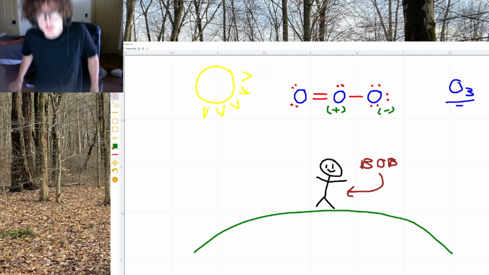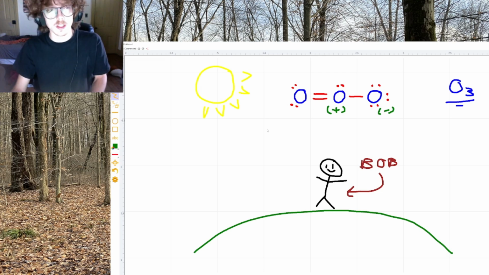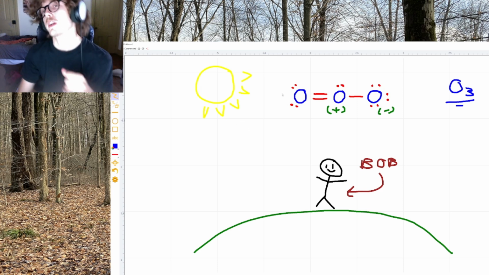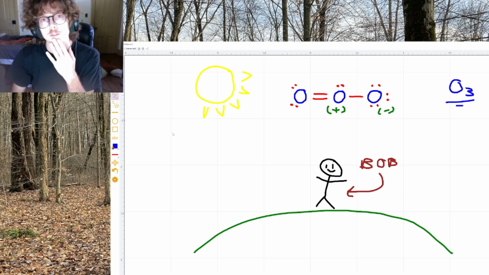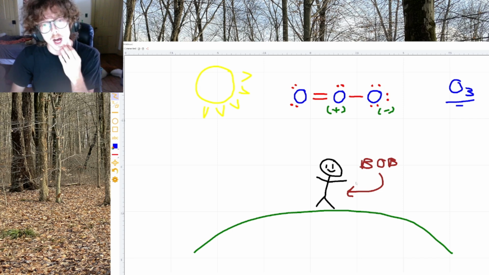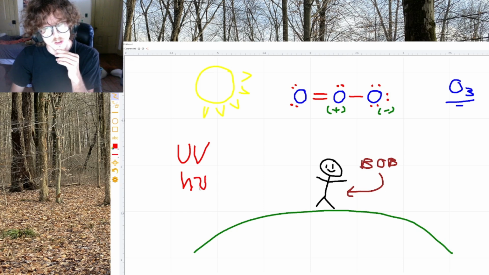Okay, so that was a little bit rough of a talk if you maybe don't know that much about chemistry and Lewis dot diagrams, but it's important to lay the foundation of what we're going to talk about. So this O3 molecule is what protects Bob from what's called ultraviolet light. So UV light, which we also denote as H nu. This H and then nu is a Greek letter. So UV light or H nu, that's what we're going to describe ultraviolet light as.